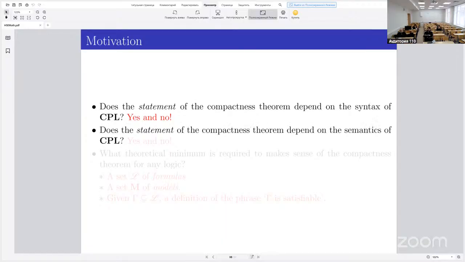Yeah. Same question you can ask for the semantics. Does the statement of the compactness theorem depend on the semantics?